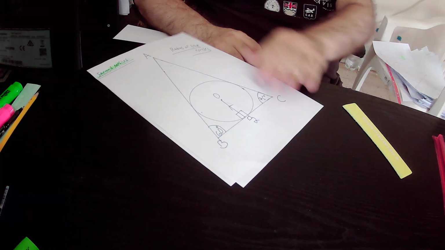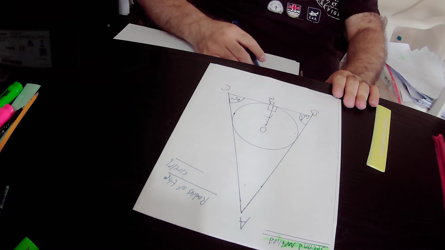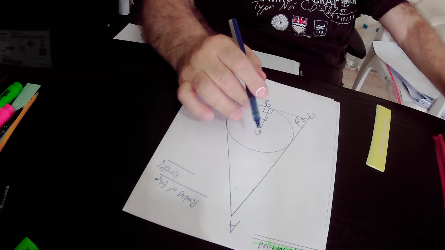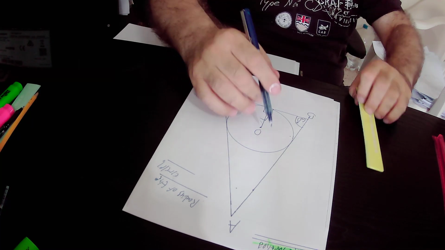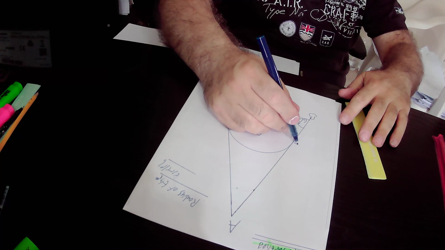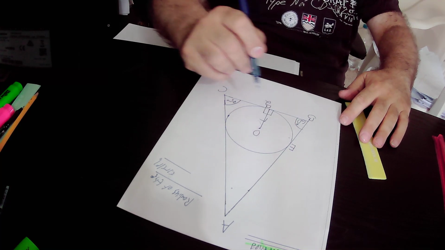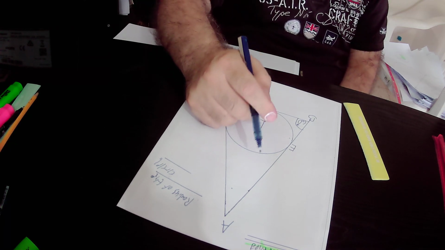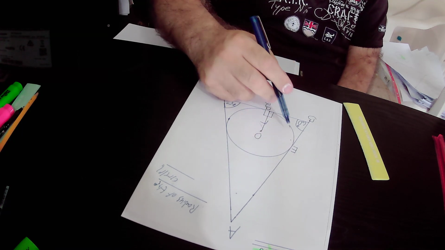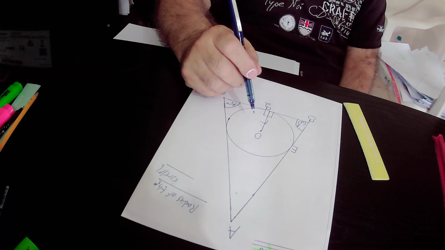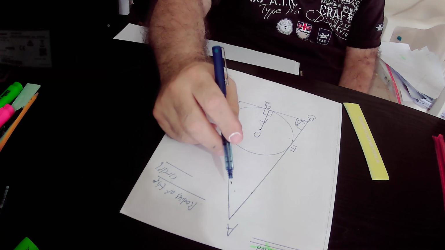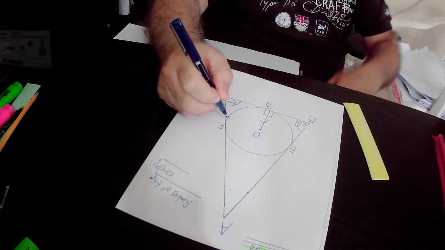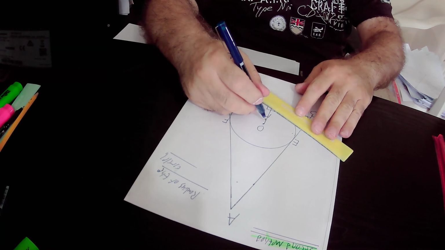We define this point as point E. Actually, it is the point of tangency of tangent AB with this circle. We define the point of tangency of tangent AC with this circle as F. We join points O and E together by a straight line.